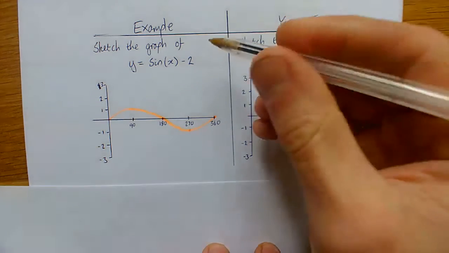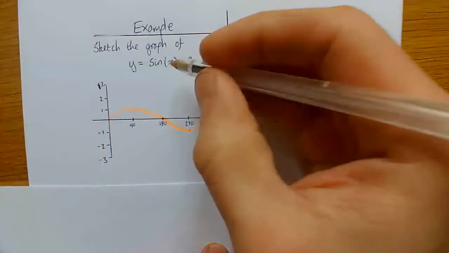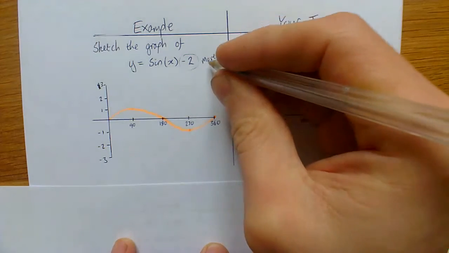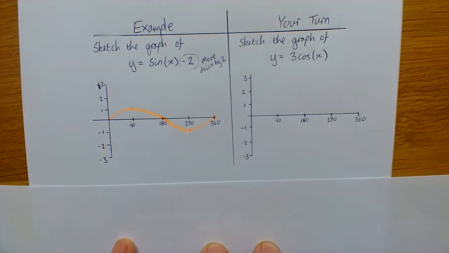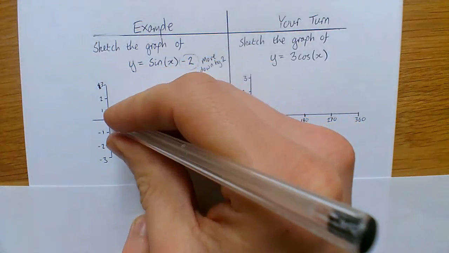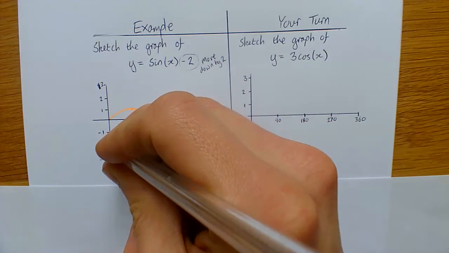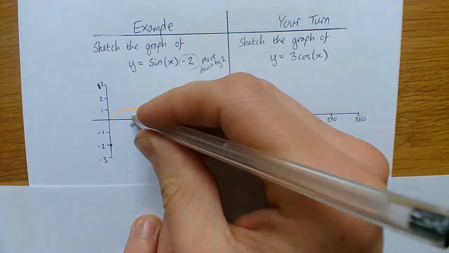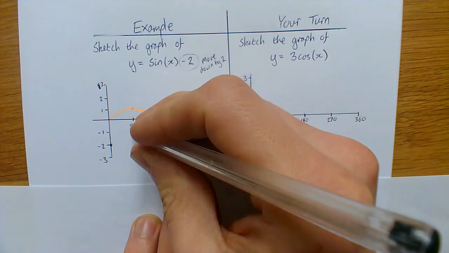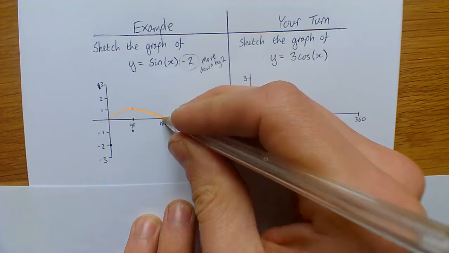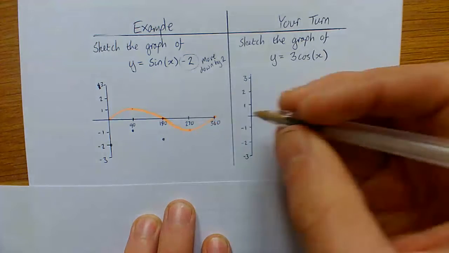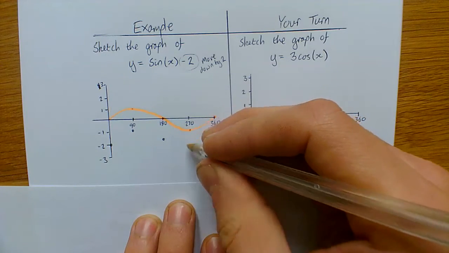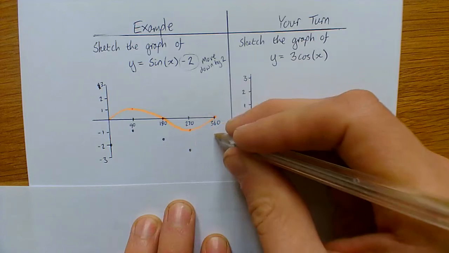Now let's think what's going on. Well, this bit here, and I'm going to put it in very non-mathematical terms, is moved down by 2. So we're going to move everything down by 2. Instead of starting here at 0, it's going to start at -2. Its peak used to be at 1, going down by 2, that peak will be at -1. It used to cross here at 0, so that's crossing here at -2. It used to go down to a minimum point of -1, so that's now down at -3.